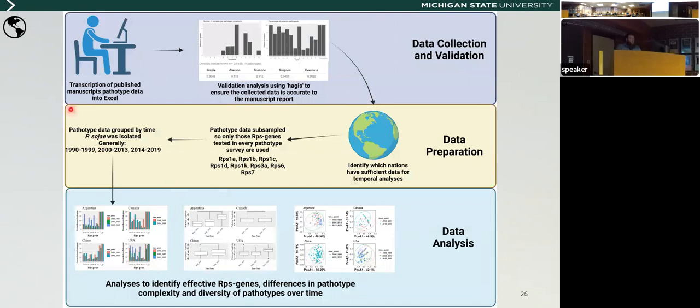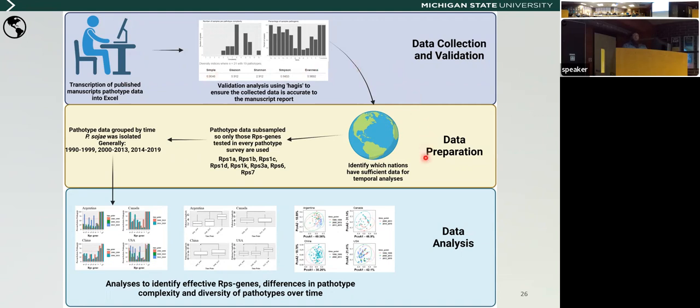So to do this study, this was my COVID project. I transcribed all of the published pathotype manuscripts that I could find into Excel. So taking their summary data tables and putting that as raw data into an Excel file. I then took all of that data for each individual study and validated it using the Haggis-R package just to ensure that the data that I had collected was actually true to what was reported in the manuscript.